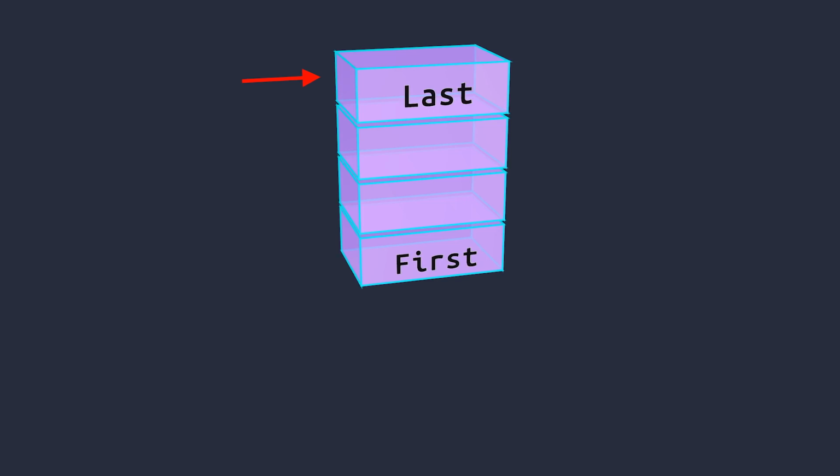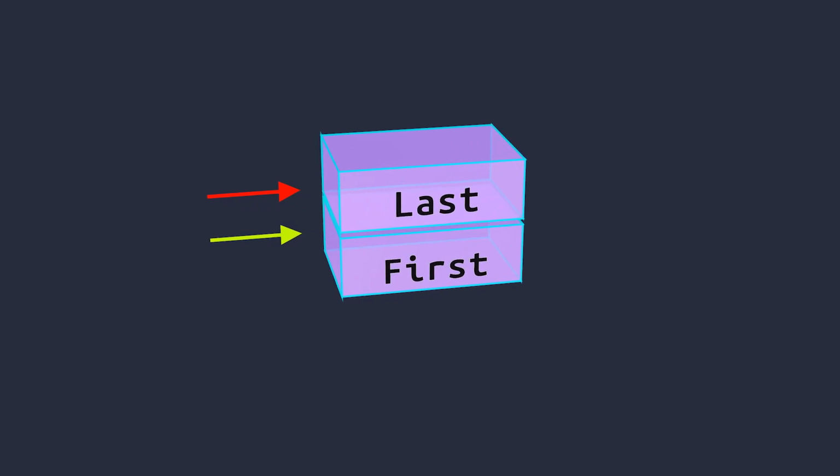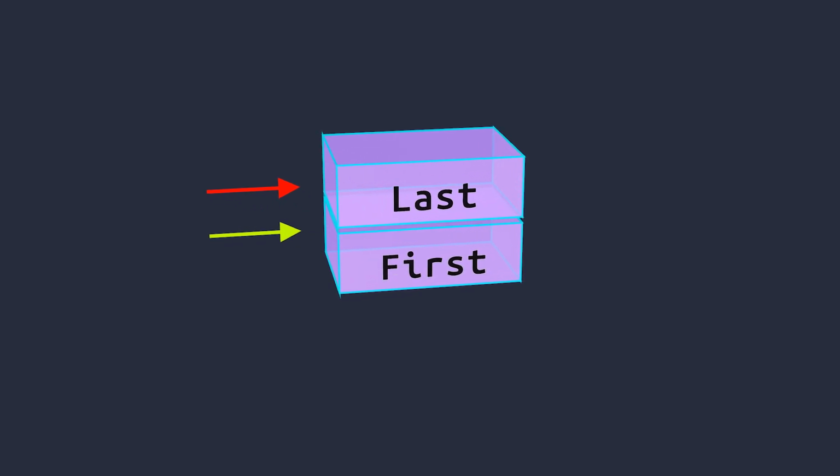But the boxes further down aren't instantly available. That is, to get to a particular box, say the first box, you need to take off each box that sits on top of it, which gives rise to its second naming: last in, first out.